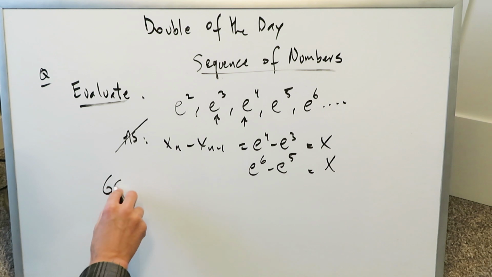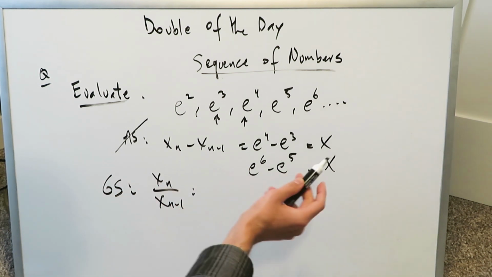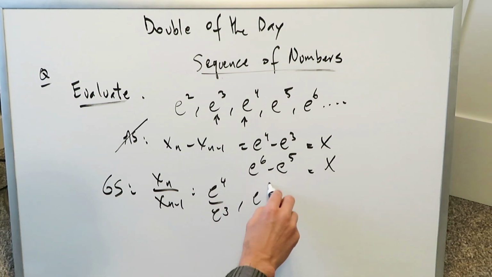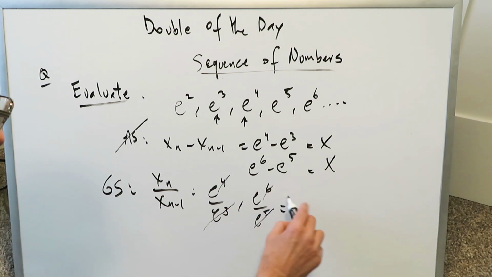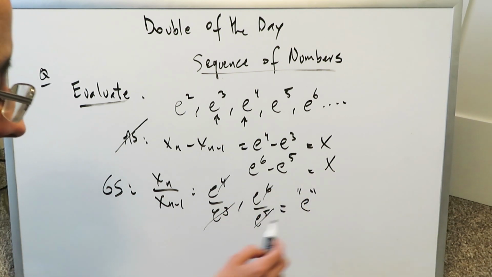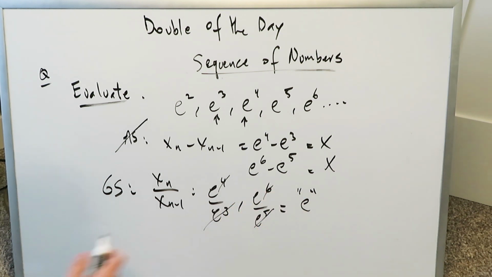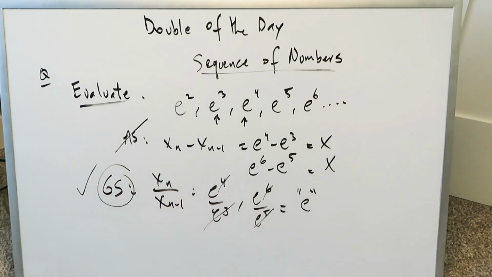What about a geometric sequence? You're doing x to the n divided by x to the n minus 1. Pick these same values again. You're doing e to the 4 over e cubed, and you also had e to the 6 divided by e to the 5. In all instances, you're cancelling these things out and you're having a common ratio developing of e. So you have a common ratio developed, and this ends up being a geometric sequence, and that's exactly what it is. So this question has been completed.